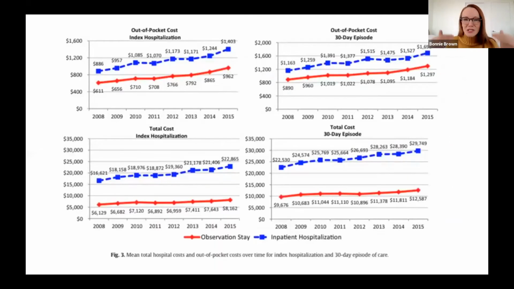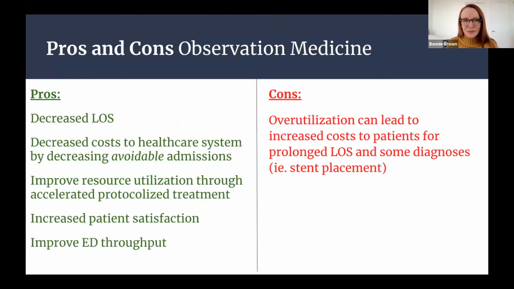This slide just shows, in the top two graphs, the out-of-pocket costs to the patient. Just one more picture to elaborate that the cost to the patient out of pocket, the blue line is the inpatient hospitalization. It's always more for the inpatient hospitalization compared to the observation across the board. And the bottom is just the overall healthcare cost. It's much higher for inpatient stays.